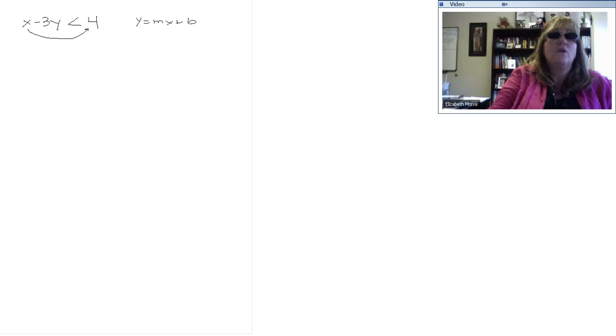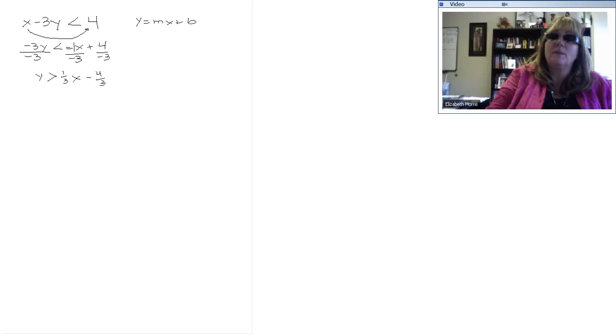Okay, sorry, I'm back. All right, we need to put this into y equals mx plus b, meaning the x needs to move over. So when it moves over, it becomes negative, and we divide out the negative 3. Uh-oh, we're dividing both sides of an inequality by a negative number. So what happens? The sign flips. Negative 1 over negative 3 is positive 1/3 x, and then minus 4/3.